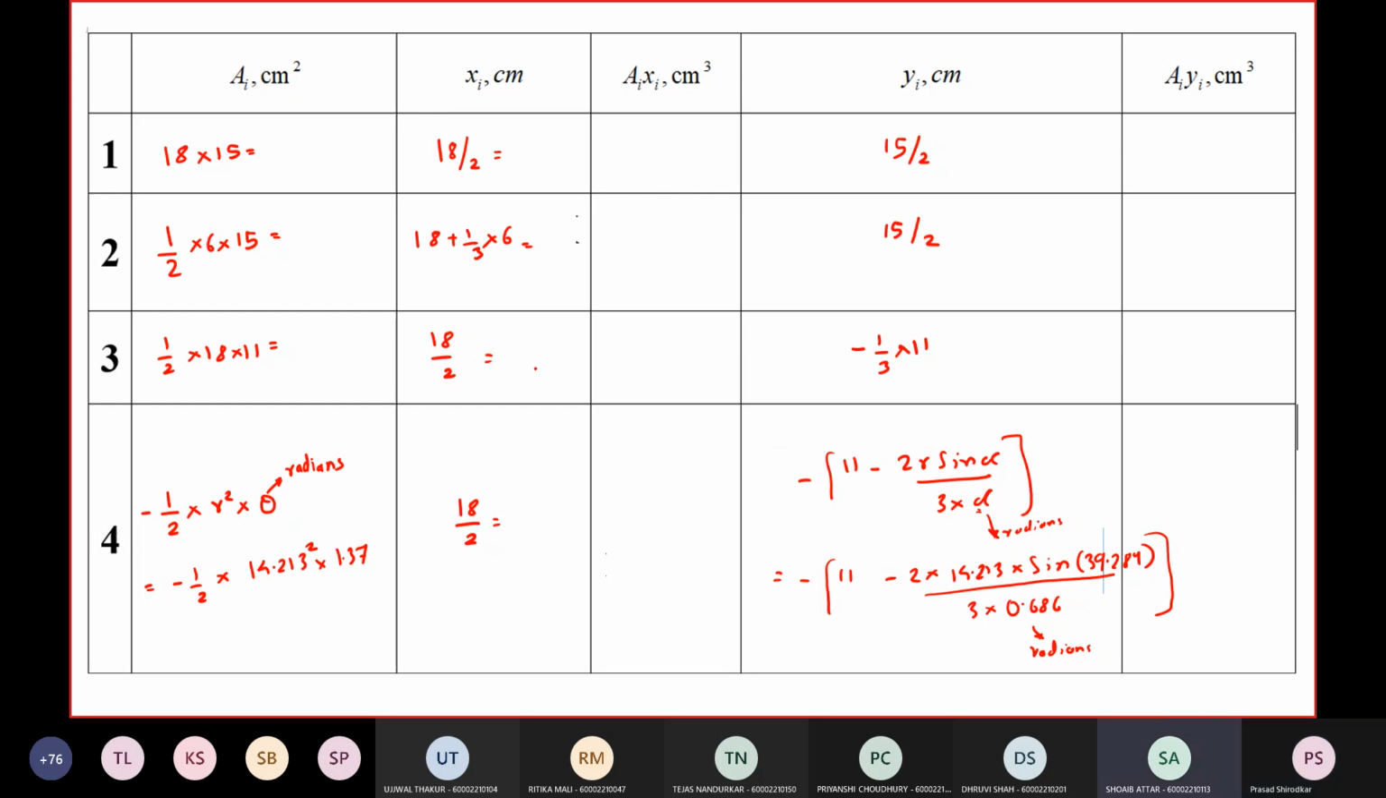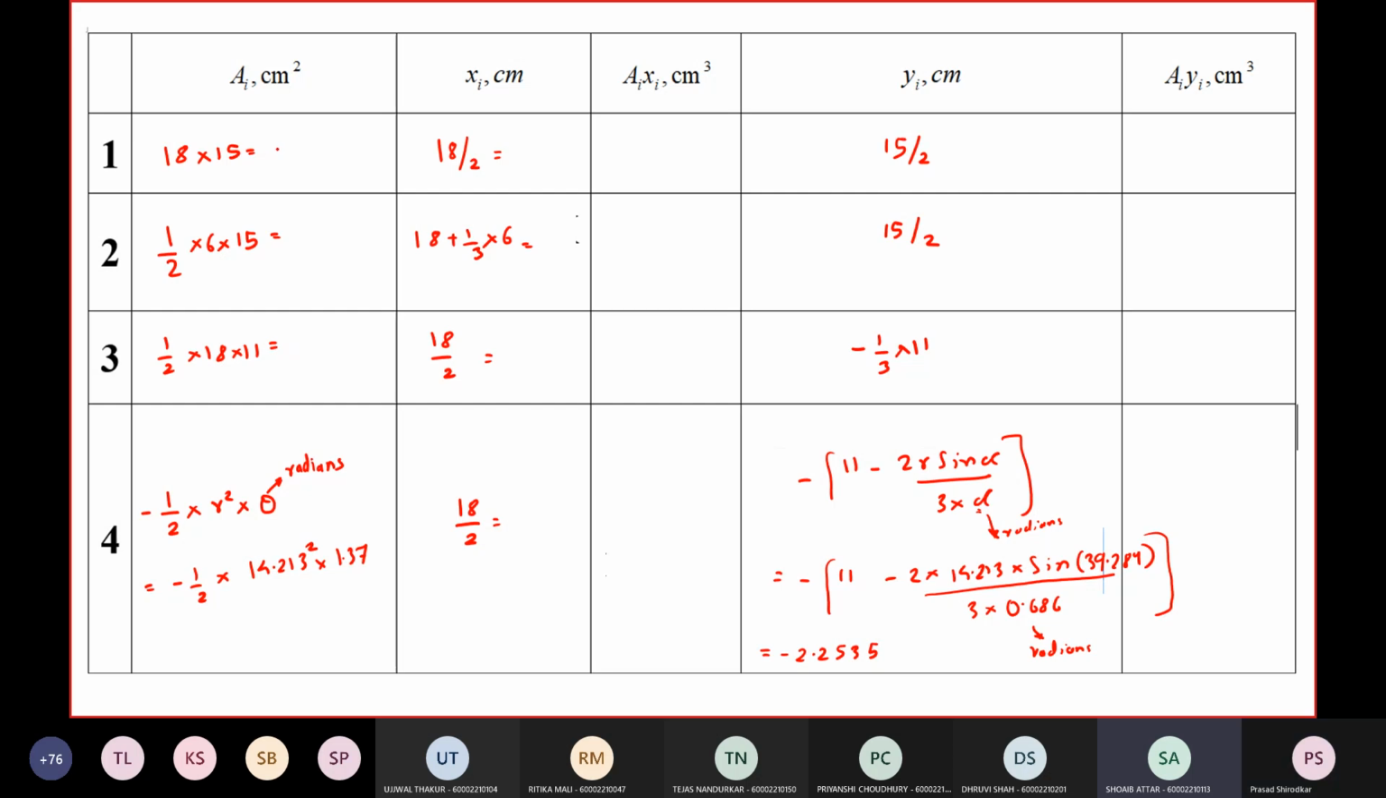Sir, in the fourth one, yi is -2.254. Correct. Minus 2.25 and is 35, so 2.254 is also correct. Okay, so should I give the rest of the areas one by one? Has somebody calculated it?